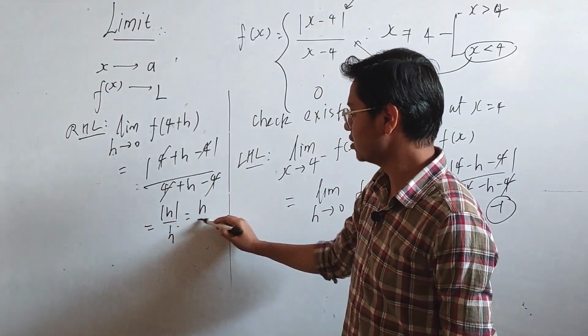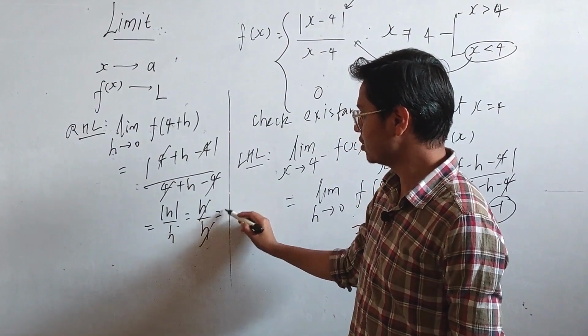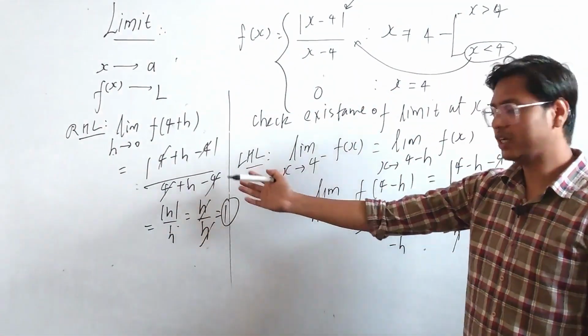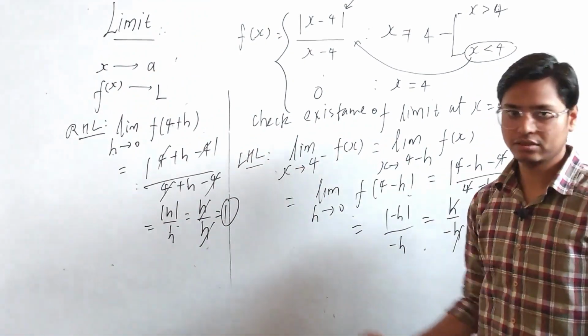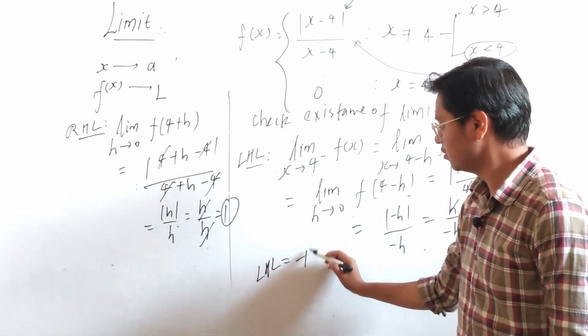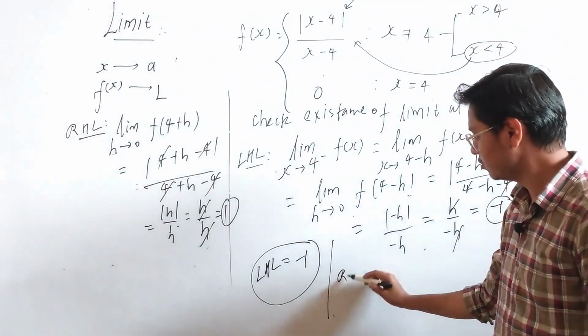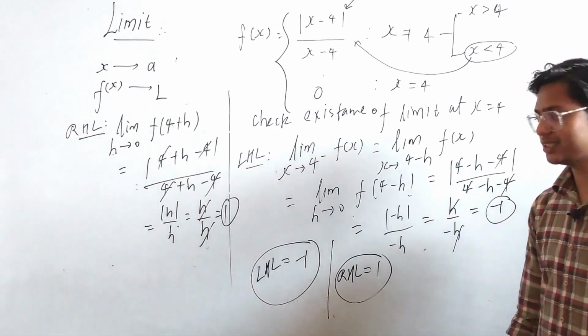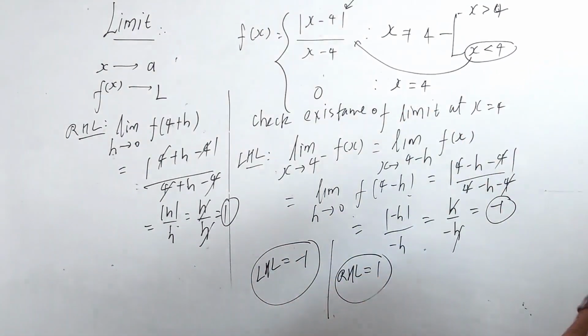Modulus h means h divided by h. These two h are cancelled and we get RHL is equal to 1. Now we have to compare the LHL and RHL. We know that LHL is equal to minus 1 and RHL is equal to plus 1. So these two values are not equal, that is, the limit does not exist at x is equal to 4.